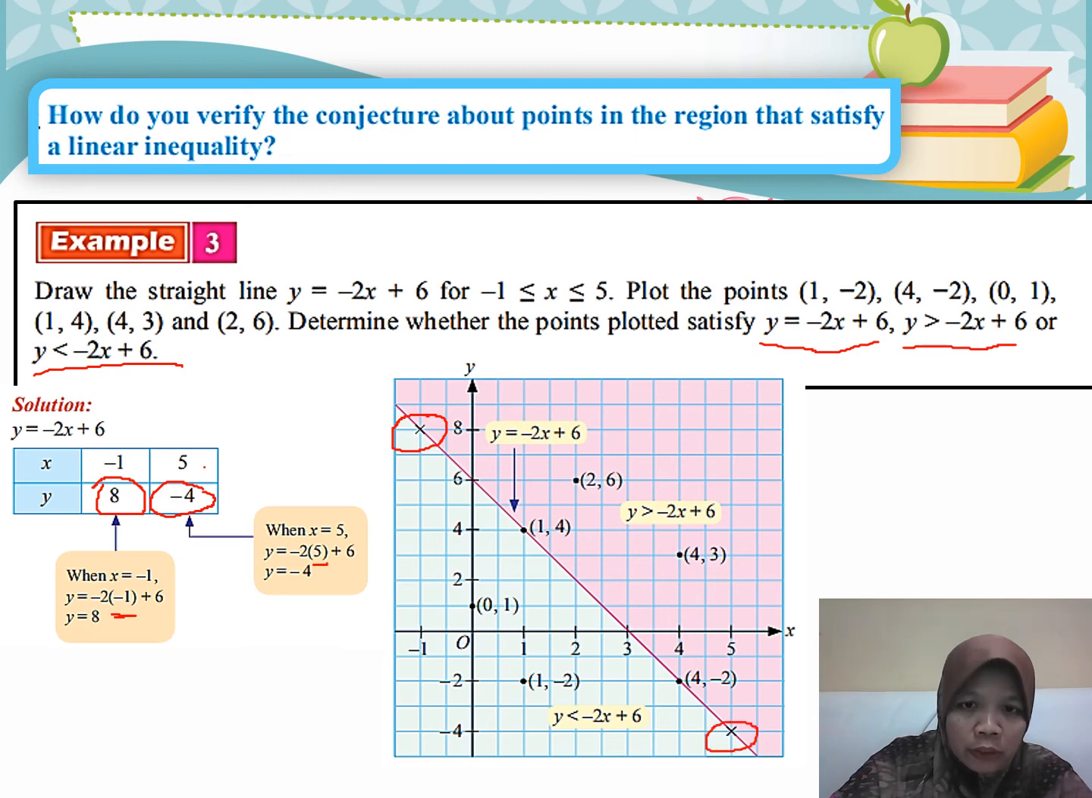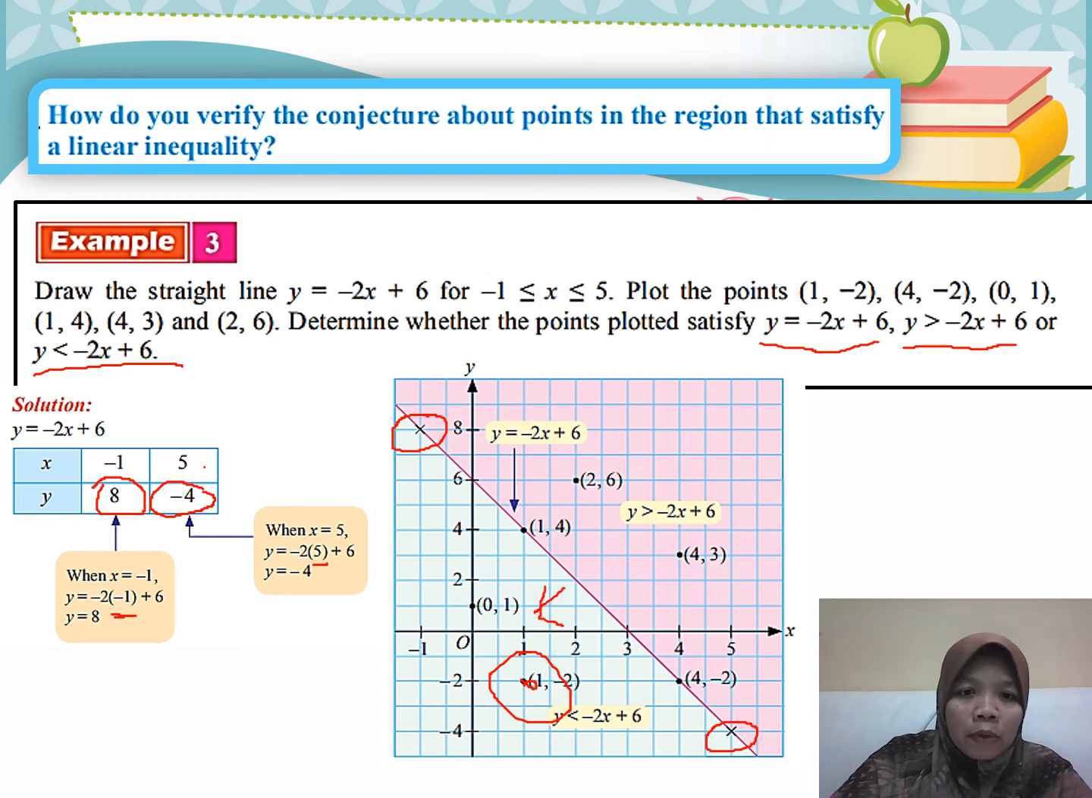Okay, you plot these two points and you draw the line like this. Now we will determine whether the points given satisfy the equation or inequality. The first point, 1, negative 2, is here. Based on the line, we know that this point is below the line.